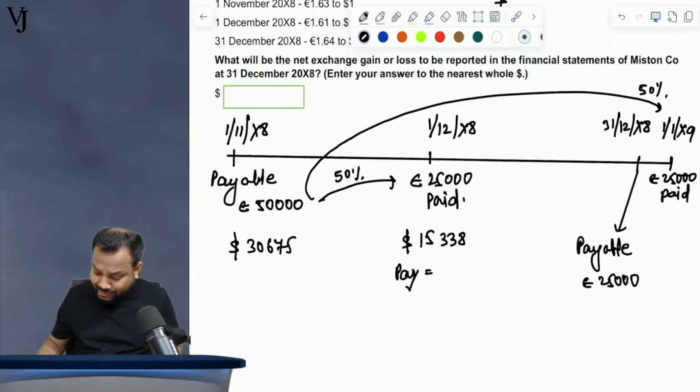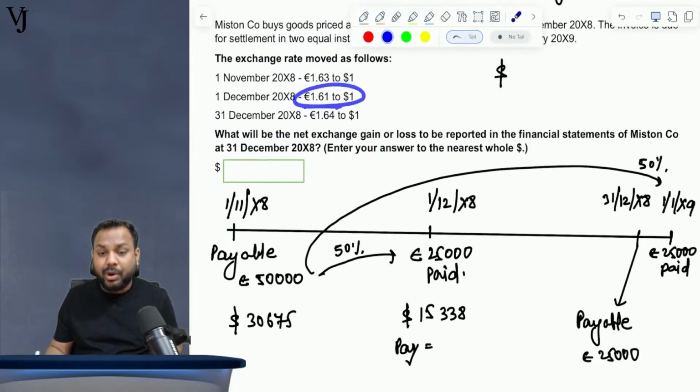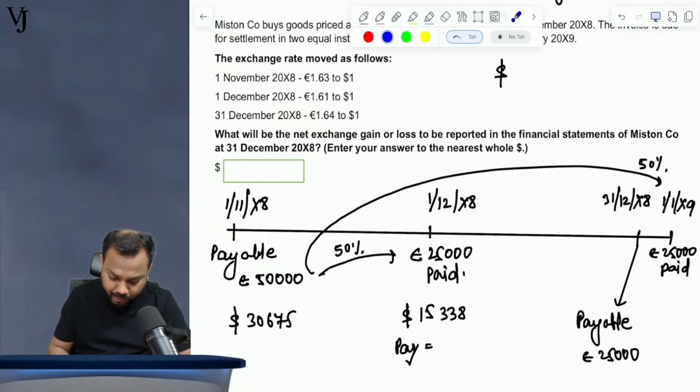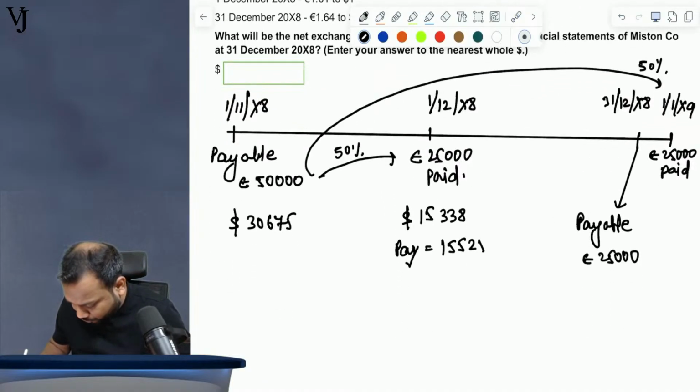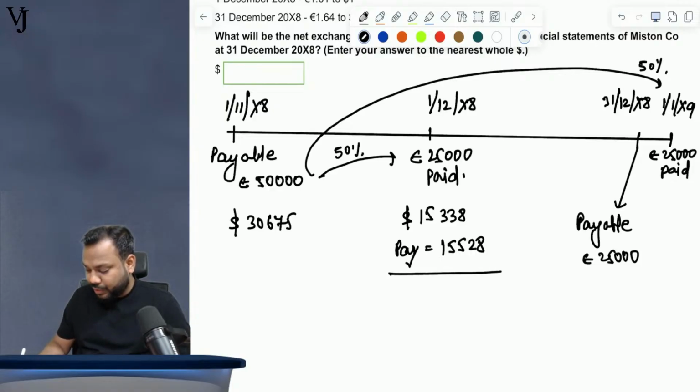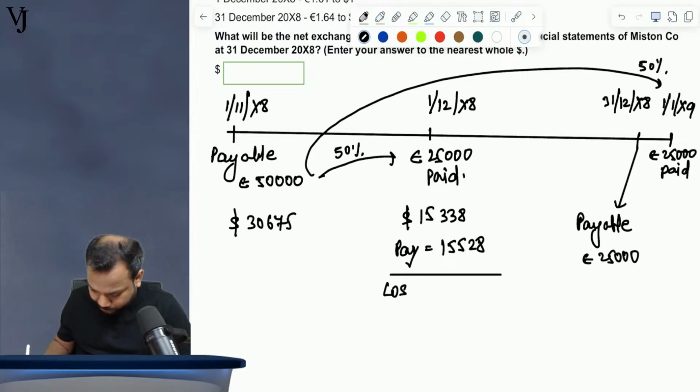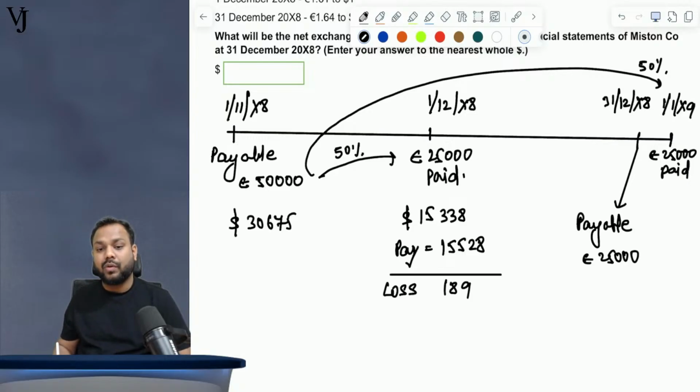So what is the exchange rate on this date? 1.61. So 25,000 divided by 1.61 is how much? 15528. We are paying 15528. So now tell me, we incurred a loss. We have recorded a payable of this much, but we are paying this much. So we get a loss of 189.